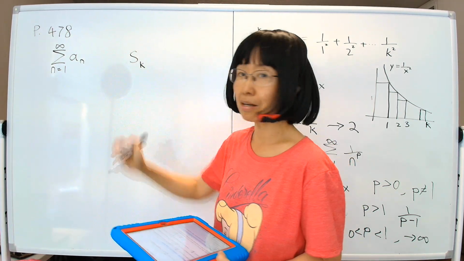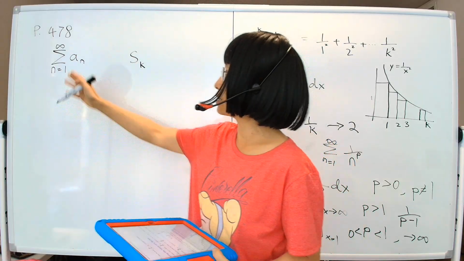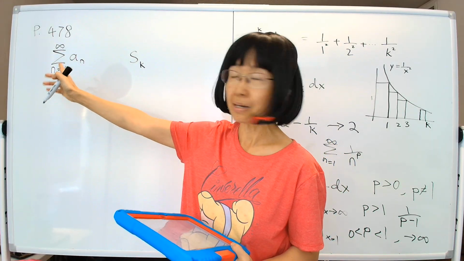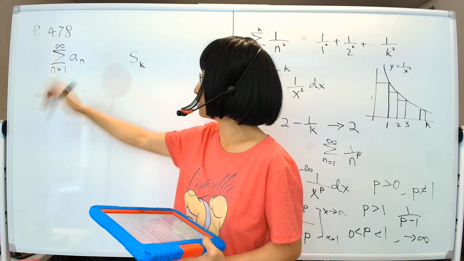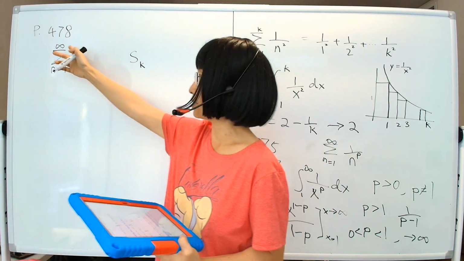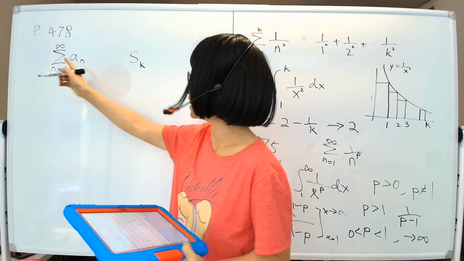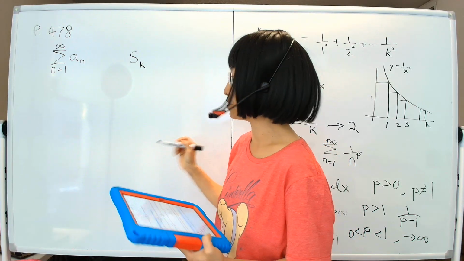Nowadays, with the Desmos calculator, for example, you can just type in the word sum, and then the summation symbol will show up, and you type in 1 to infinity and your formula for a_n. I mean, not infinity, type in k. It's not going to do infinity. So from 1 to k, and it will calculate your S_k for you, which is fine.